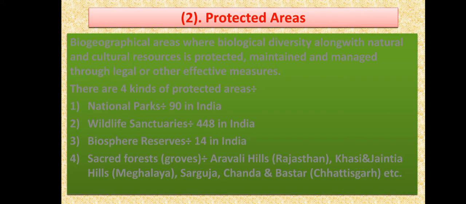Number 2, that is protected area. Biogeographical area where biological diversity along with natural and cultural resources is protected, maintained and managed through legal or other effective measures is known as a protected area. There are four kinds of protected areas. These are national parks, which are about 19 in India. Number 2, wildlife sanctuaries, 448 in India. Number 3, biosphere reserves, 14 in India.